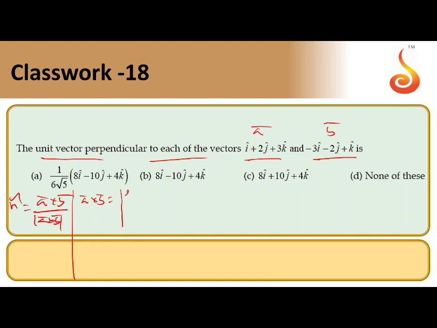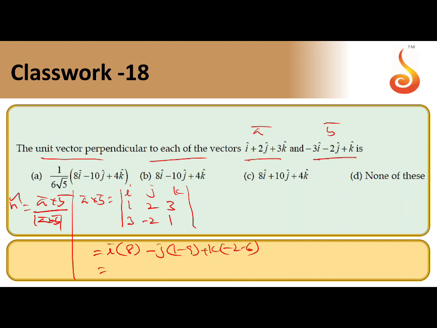So A cross B means i, j, k. What is A here? 1, 2, 3. So 3, minus 2 and 1. Find the cross product between the vectors. This is 2 plus 6, 8, minus j into 1 minus 9, plus k into minus 2 minus 6.